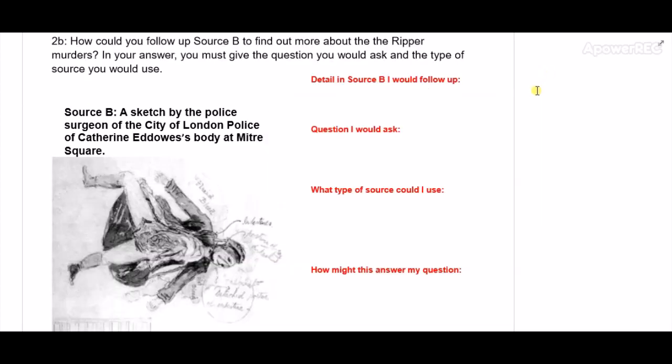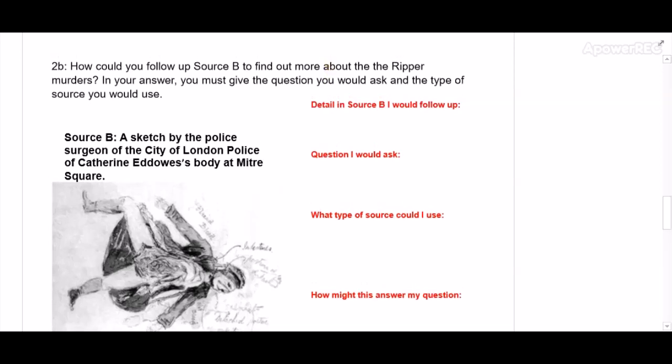Okay, now having referenced those sources that a historian may use above, I'll come back and talk more about them in a second. However, this is what the actual question looks like, so it will always be phrased in a similar way to this. Okay, so for example, how could you follow up source B to find out more about, and then it will simply change this bit here. Okay, if I can highlight it, it'll simply change the inquiry of the task. Okay, about the Ripper murders.